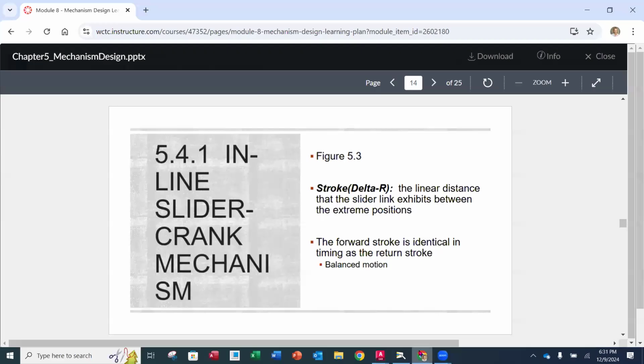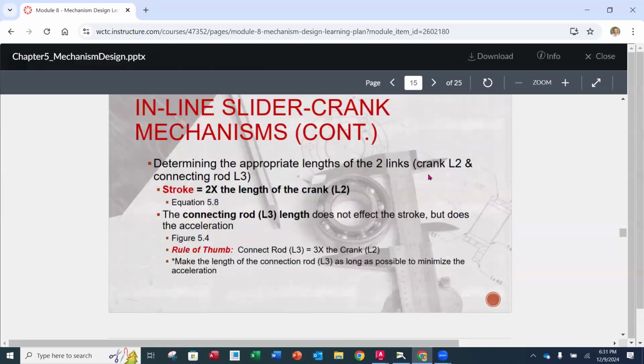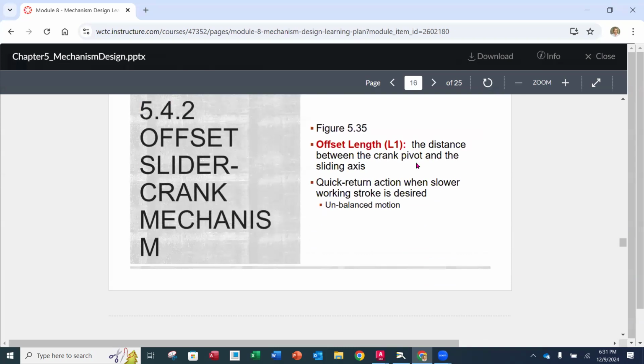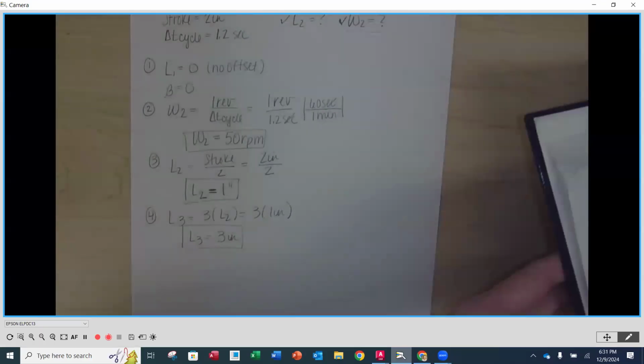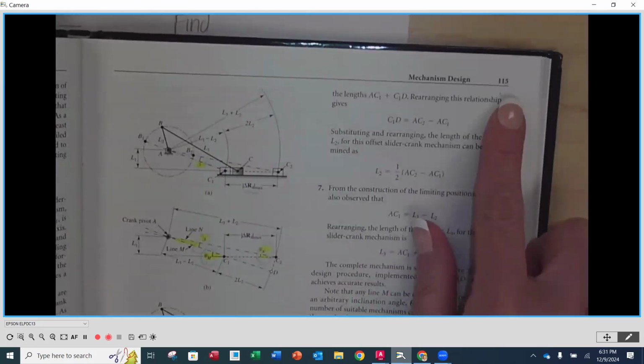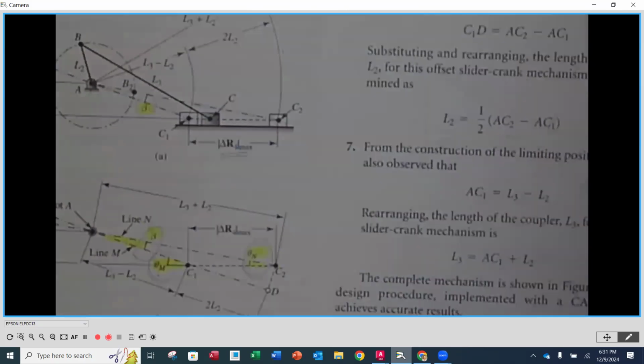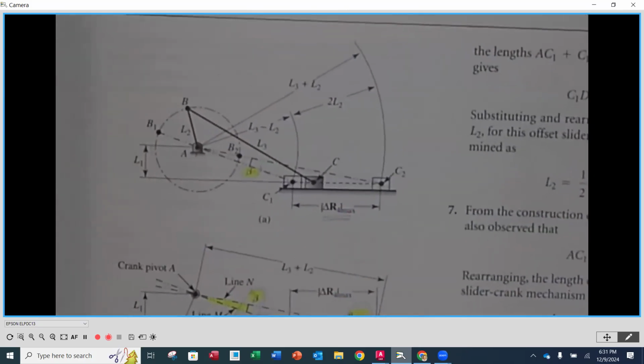Okay. So I'm going to go back to our PowerPoint presentation. And we did the inline. We're now going to look at the offset. The offset is going to be figure 5.5 on page 115. Okay, on page 115. Now, we're going to start by looking at the illustration right at the top here.